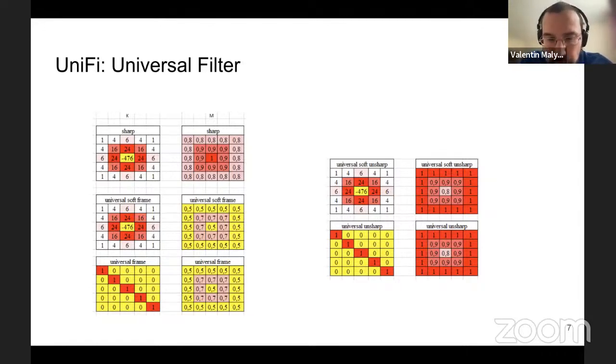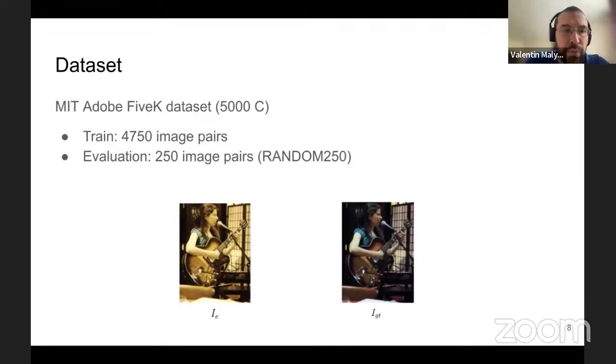Okay, so this is our universal filter we have introduced. What about the data set? Why do we actually need this? This is a good question, and I started my presentation by saying that we are improving the images in some way, and this needs to be described.